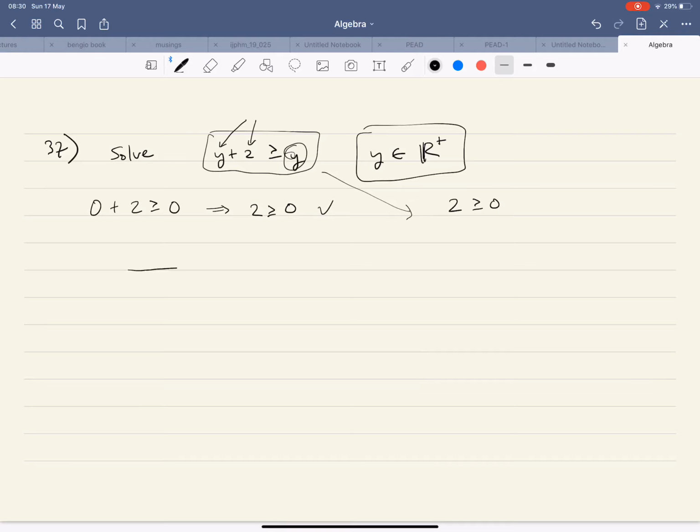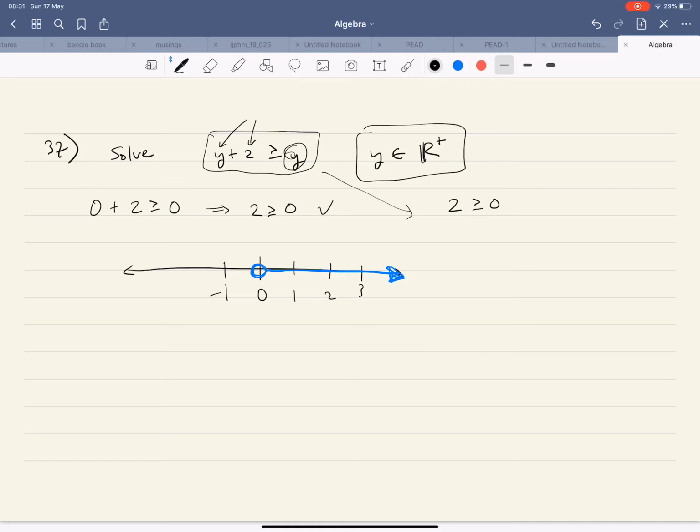Now when I graph my solution set, it's going to be all positive real numbers. So here's 0, minus 1, 1, 2, 3. And the graph for this just looks like an open circle on 0 and a line in the positive direction with an arrow indicating I just go on forever.